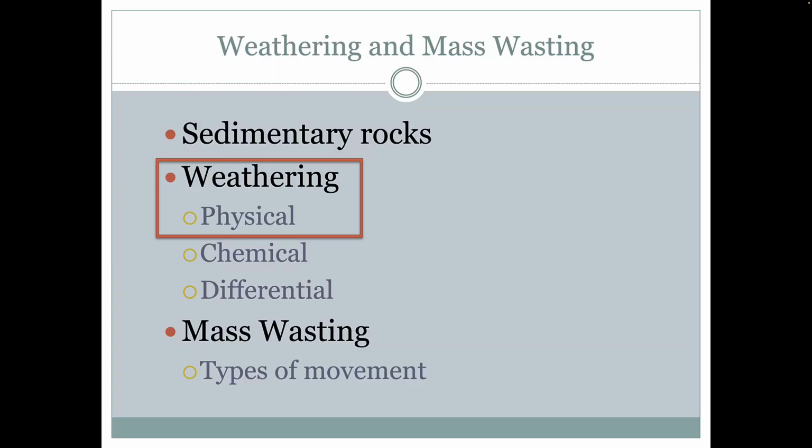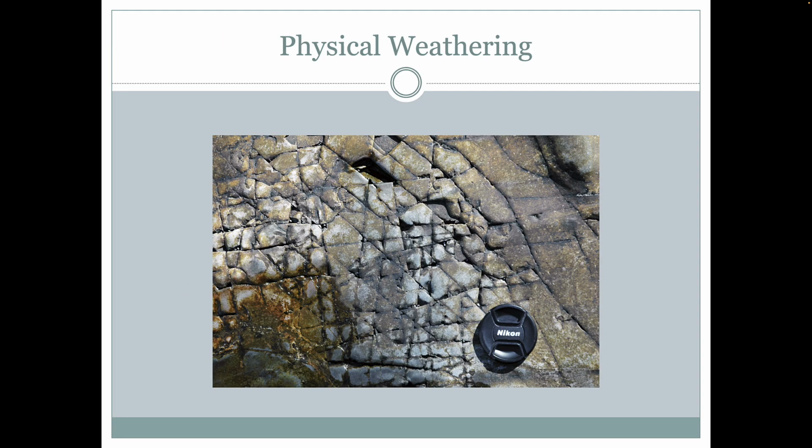So let's talk about weathering. Weathering is when you start with a rock and then it's broken down in place. It's not going anywhere. It's not rolling down a hill or being pushed around by a river. It's just breaking up in place. And if this happens by some physical process, we call that physical weathering. So let's look at some examples of physical weathering.